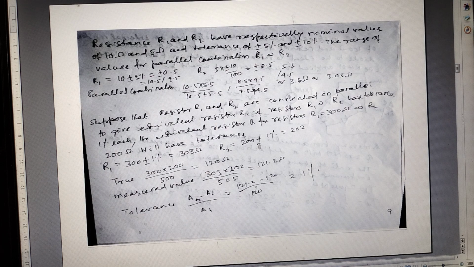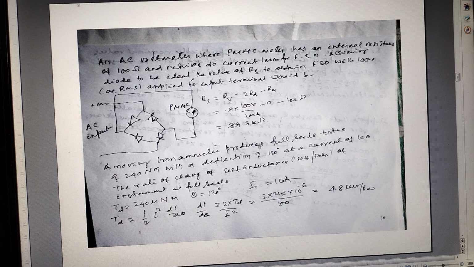The resistance measurement problem, you know, this is a very easy one. You have to calculate the parallel combination, 10.5, very self-explanatory. Next also self-explanatory, tolerance. The PMMC permanent magnet Rs is equal to Rm by (Rm by Rd minus 1)... A moving iron instrument, TD is equal to half I square dL by d theta.